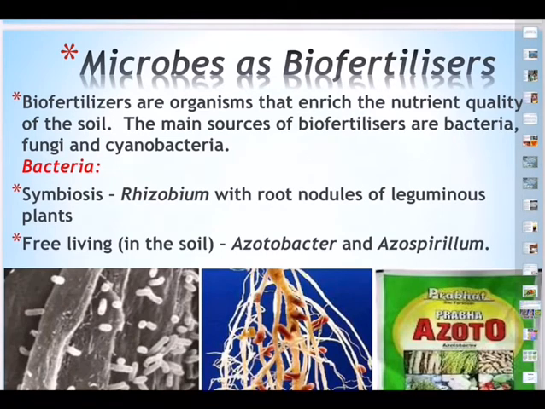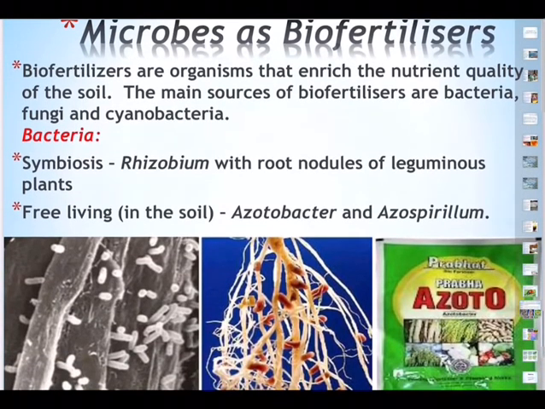It will be present in the root nodules of leguminous plants, and by being present in the root nodules, the Rhizobium will convert atmospheric nitrogen into nitrites and nitrates, and that will be given to the plant. And in turn, what is the plant doing? The plant is giving accommodation, food and other things. So it is a symbiotic relationship, and that is the best biofertilizer.